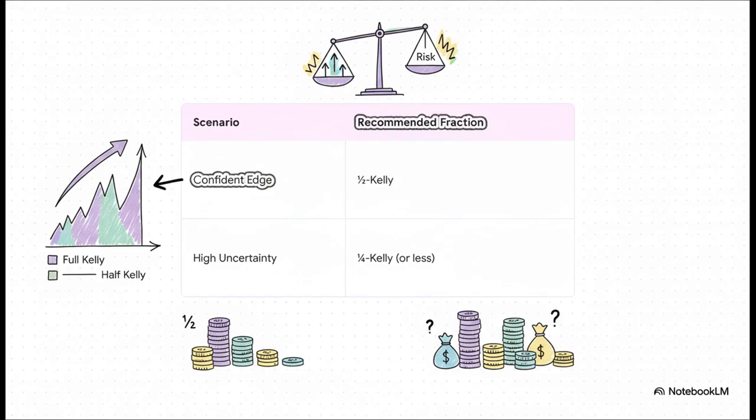So this gives us a really simple rule of thumb. If you are extremely confident in your strategy and your data is solid, think of half Kelly as your absolute ceiling, your max bet size. But if you're in a situation with more uncertainty, a new strategy, or maybe you have a bunch of trades that are all correlated, it's much smarter to be even more conservative. Start with a quarter Kelly, maybe even less.